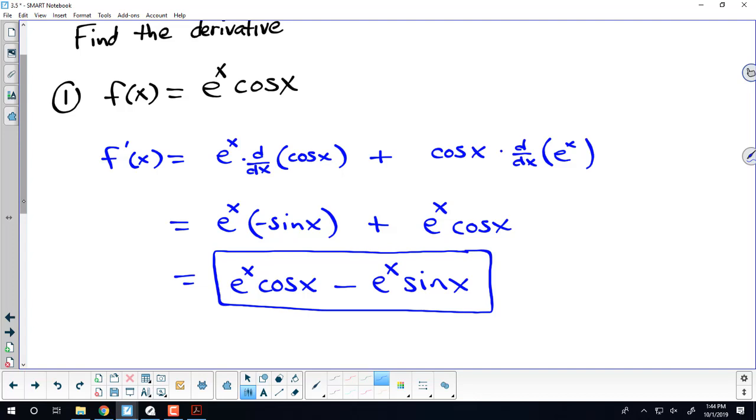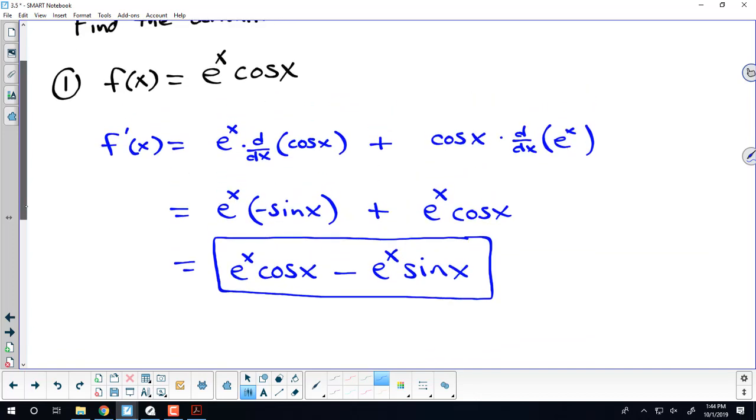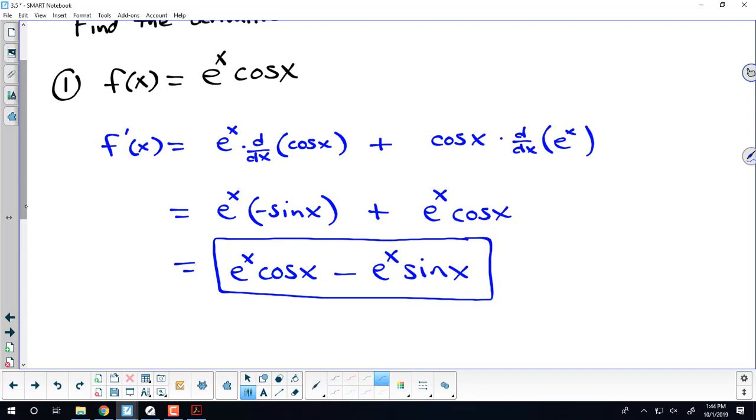In later sections, you have to then say, well, here's f of x. Where does f of x, for instance, have a horizontal tangent? So then we have to take the derivative, set it equal to 0, and solve for x. So that kind of stuff is imminent. It's just not prevalent in chapter 3. Okay.